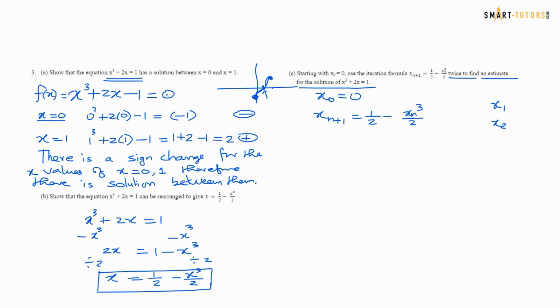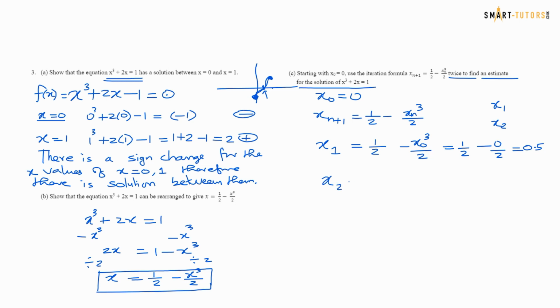Let's start. So x1 equals half minus x0 cube over 2. x0 cube is 0, so half minus 0 over 2. So the answer is half, which is 0.5.